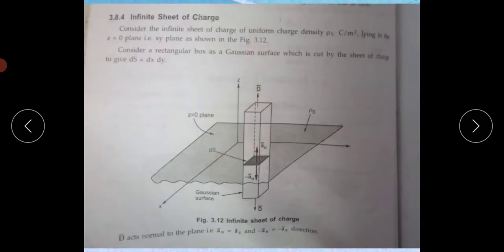So D bar equals Dz into az bar in the top surface. Top surface means this direction, the positive z direction. Bottom surface means this direction, the negative z axis direction. So first, the top surface. On the top surface, the electric flux density equals Dz into az bar. Next, dS bar equals dx into dy into az bar. This is the top surface area. So next, D bar dot dS bar equals Dz into az bar dot dx dy az bar. The dot product az bar dot az bar equals 1. So it equals Dz into dx into dy.